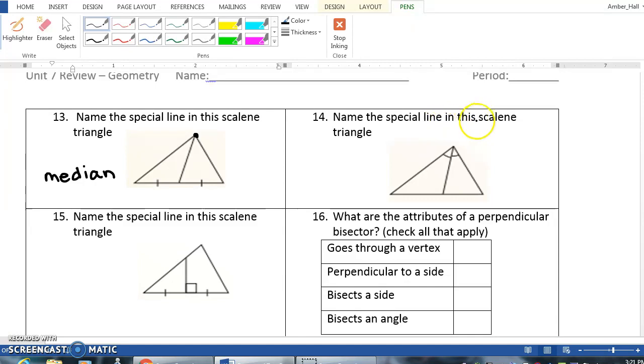14. Name the special line in this scalene triangle. Again, I see it goes through the vertex, and this time it bisects an angle. Therefore, I know it is an angle bisector.